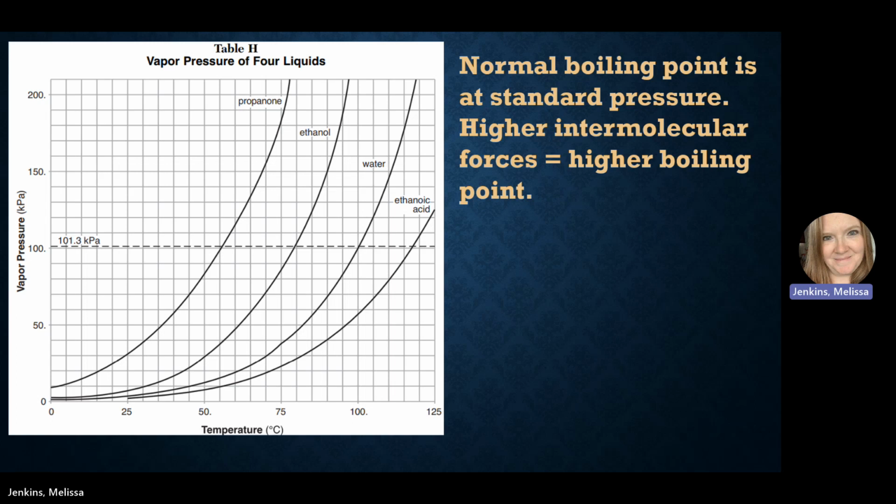Okay, so which one of these would have the lowest intermolecular forces? Oops. One at the other end, right? So always this one and this one, right? So lowest intermolecular forces, highest, okay?